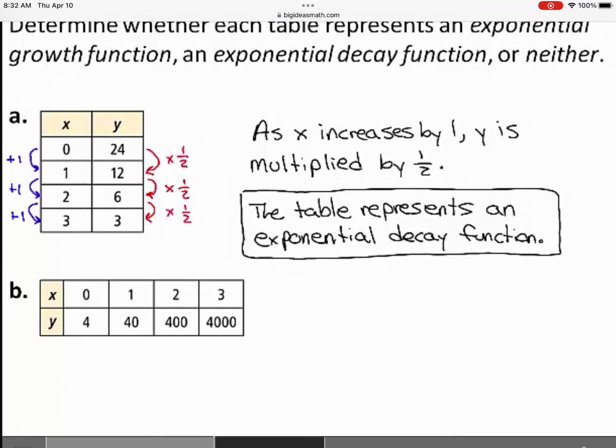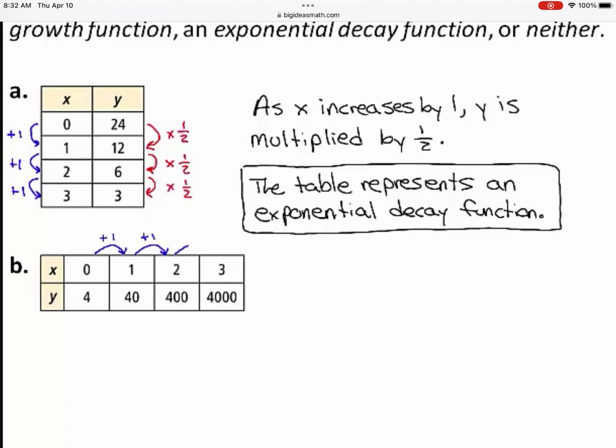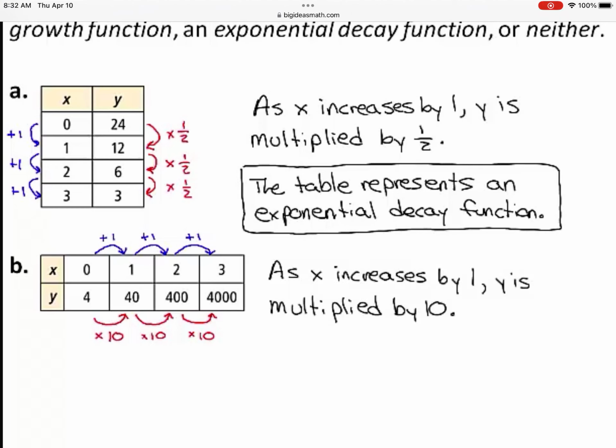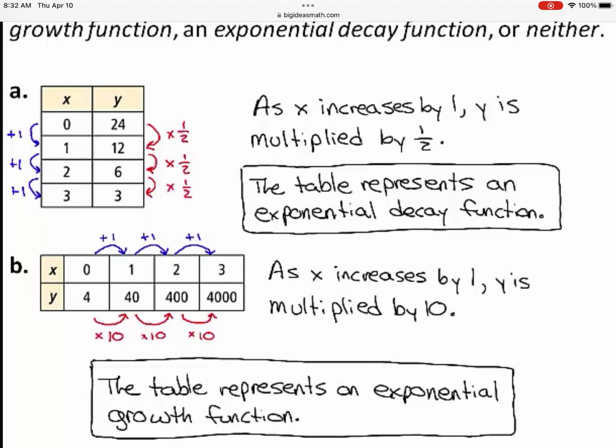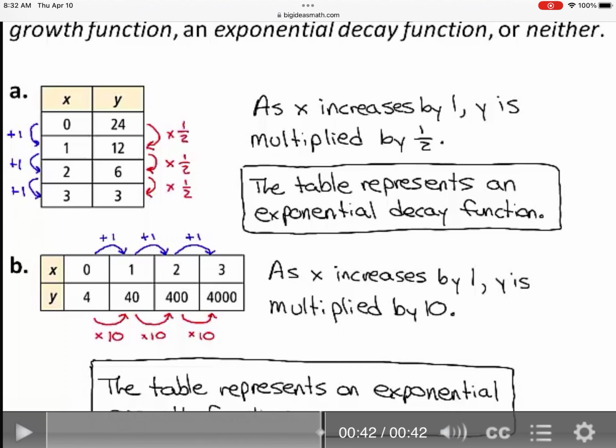Part B. Notice that the x values increase by 1. Notice that the y values are multiplied by 10 to get the next y value. So as x increases by 1, y is multiplied by 10. Because x increases by a constant amount and 10 is greater than 1, the table represents an exponential growth function.